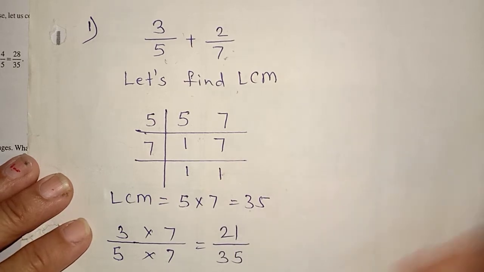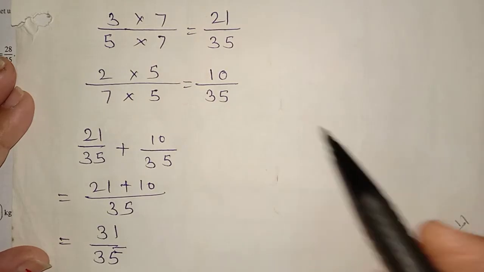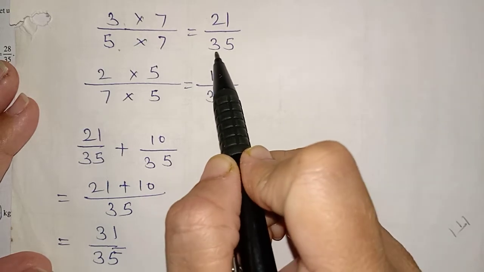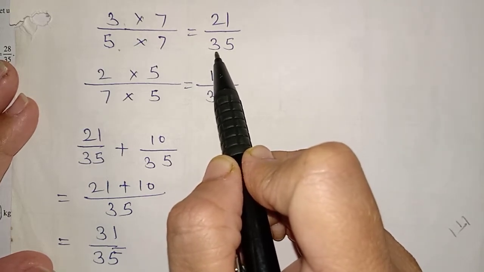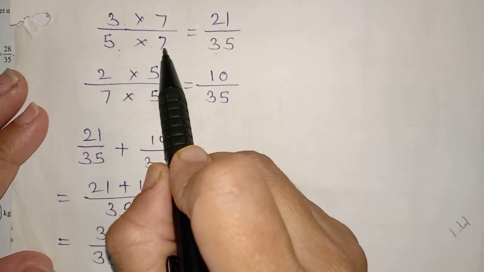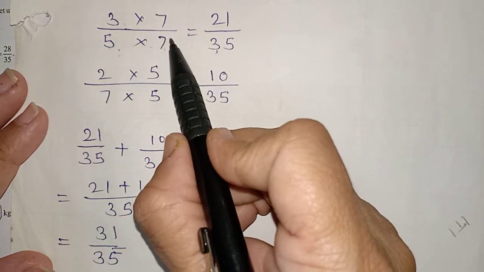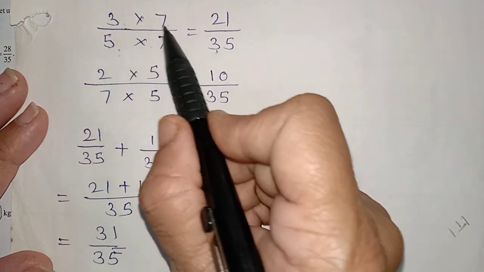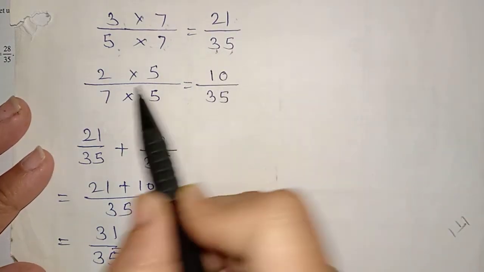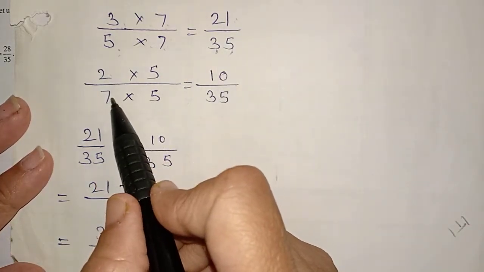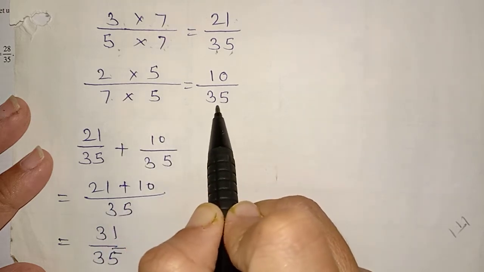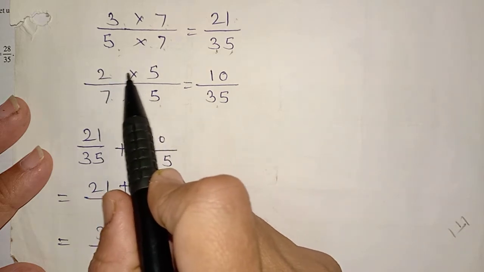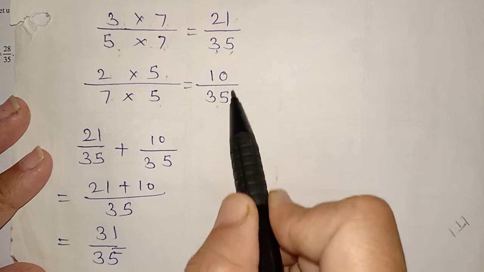Now let's make the denominator same. So my first fraction is 3 upon 5. My denominator should be 35, which is equal to LCM. So 5 multiplied by 7 gives me 35. Since I have multiplied the denominator by 7, I have to multiply the numerator also by 7. So here it is 3 into 7 becomes 21 upon 35. The next fraction is 2 upon 7. So to make the denominator 35, I have to multiply 7 by 5. So similarly I will multiply 2 by 5. So I got 10 upon 35.